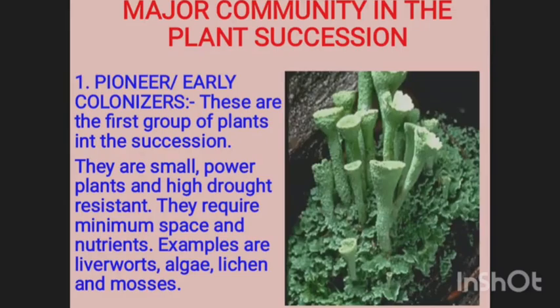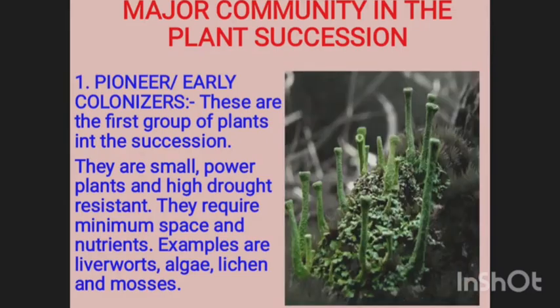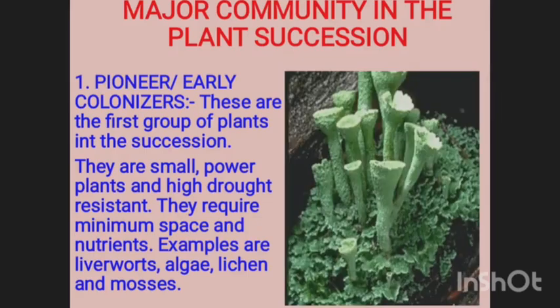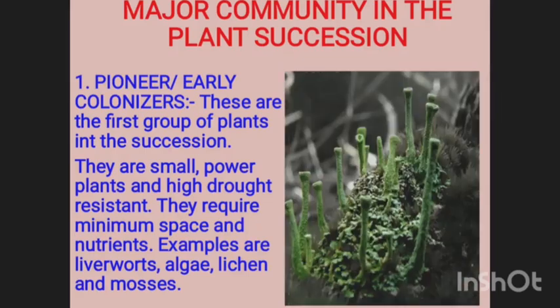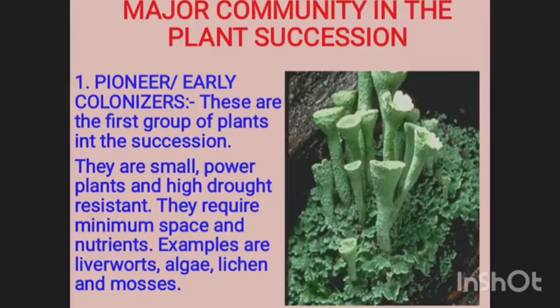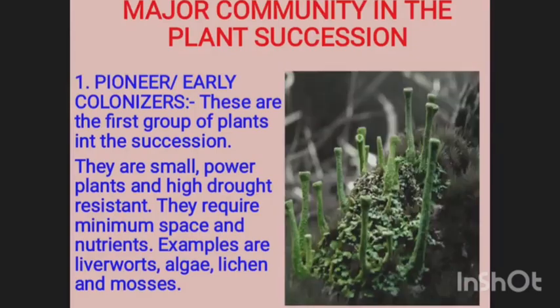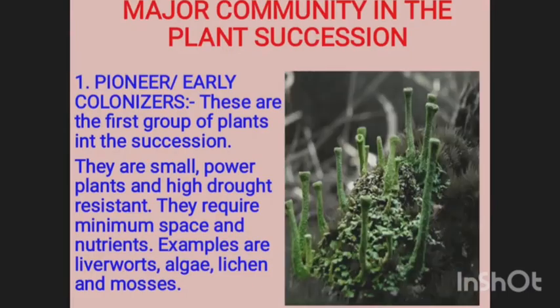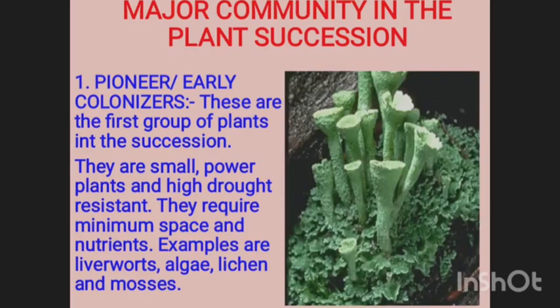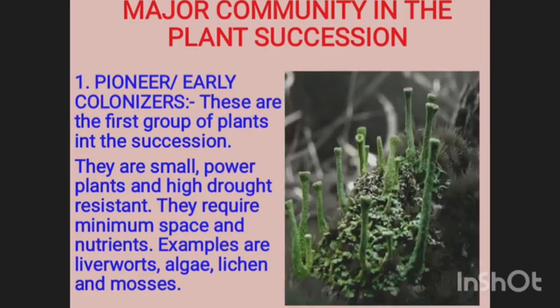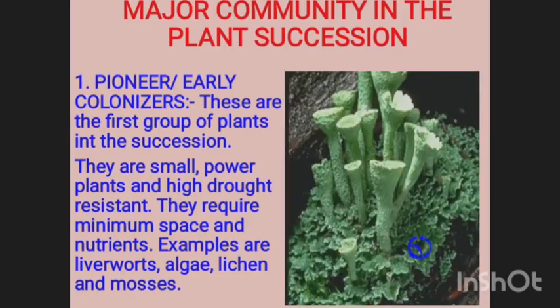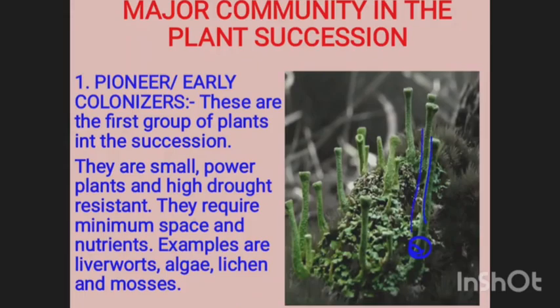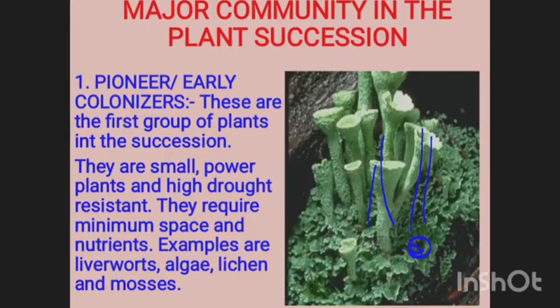We call them what? Early colonizers. The first set of plants that grow on that barren land. So we refer to them as pioneers or early colonizers. Now let's look at their structure. They are small, they are low-growing plants, and they have high drought resistance. They require minimum space and nutrients. Examples we have are the liverworts, algae, lichen, and mosses. You can see the liverworts right here, and this is the moss protruding out of the ground. So these are examples of pioneers or early colonizers.